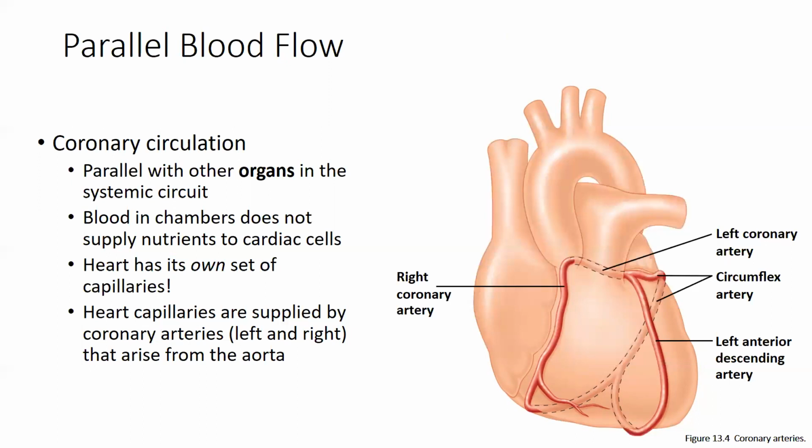So the heart does not take its nutrients from the blood within the chamber. Rather, the heart has its own set of arteries, arterioles, and capillaries, which are external to the heart. These are the vessels that get occluded and cause a heart attack. So if you have an occlusion of, let's say, your left anterior descending artery, which is the most common, you'll suffer a myocardial infarction, which is a heart attack.